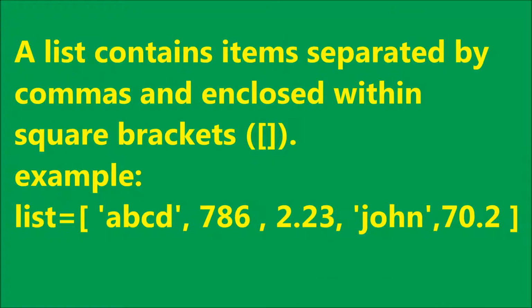Next, list. A list contains items separated by commas and enclosed within square brackets. Example given here, list equals to, values are within square brackets.